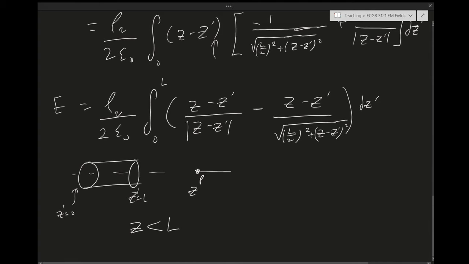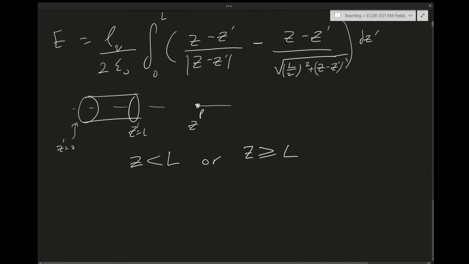The point we're interested in finding the field at could be inside the material, or Z could be larger than or equal to L. The point where we are interested in finding the field at could be outside of the material. So each one of those is going to give us a different value for E. So let's start with Z outside the material, Z larger than or equal to L.